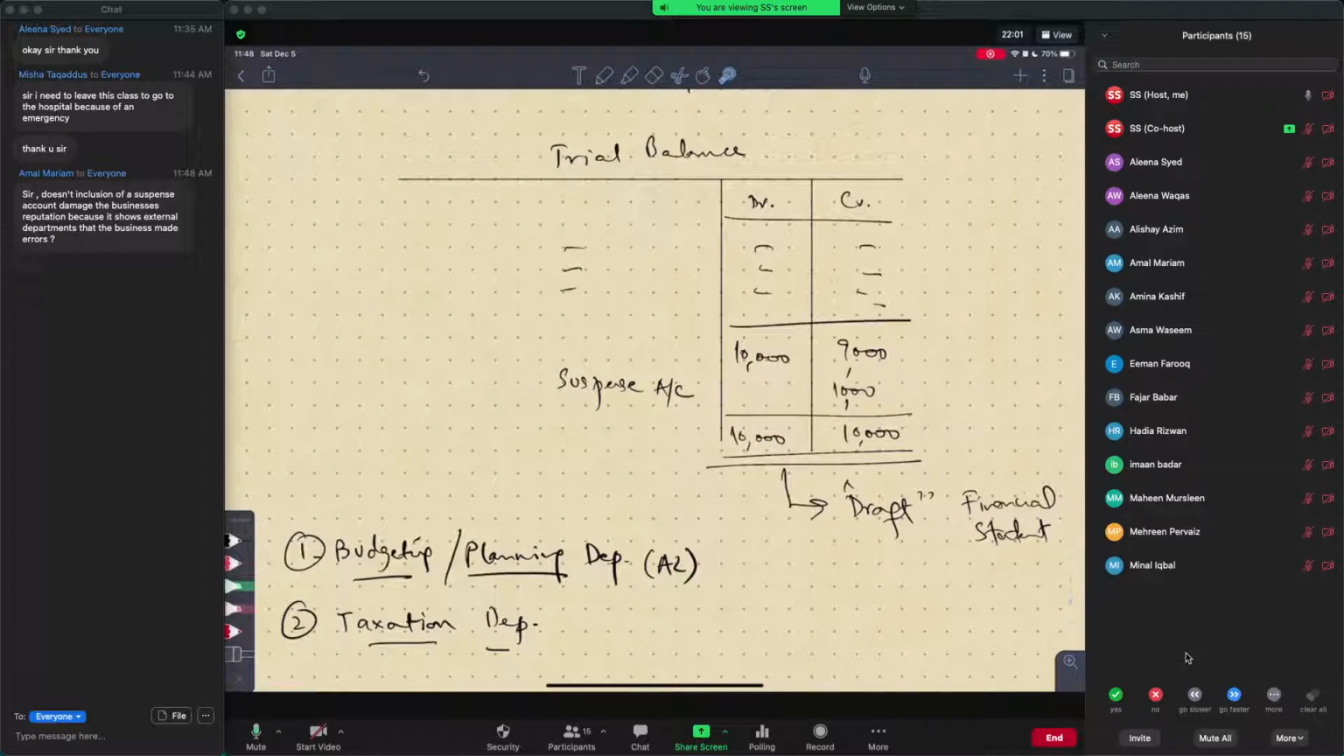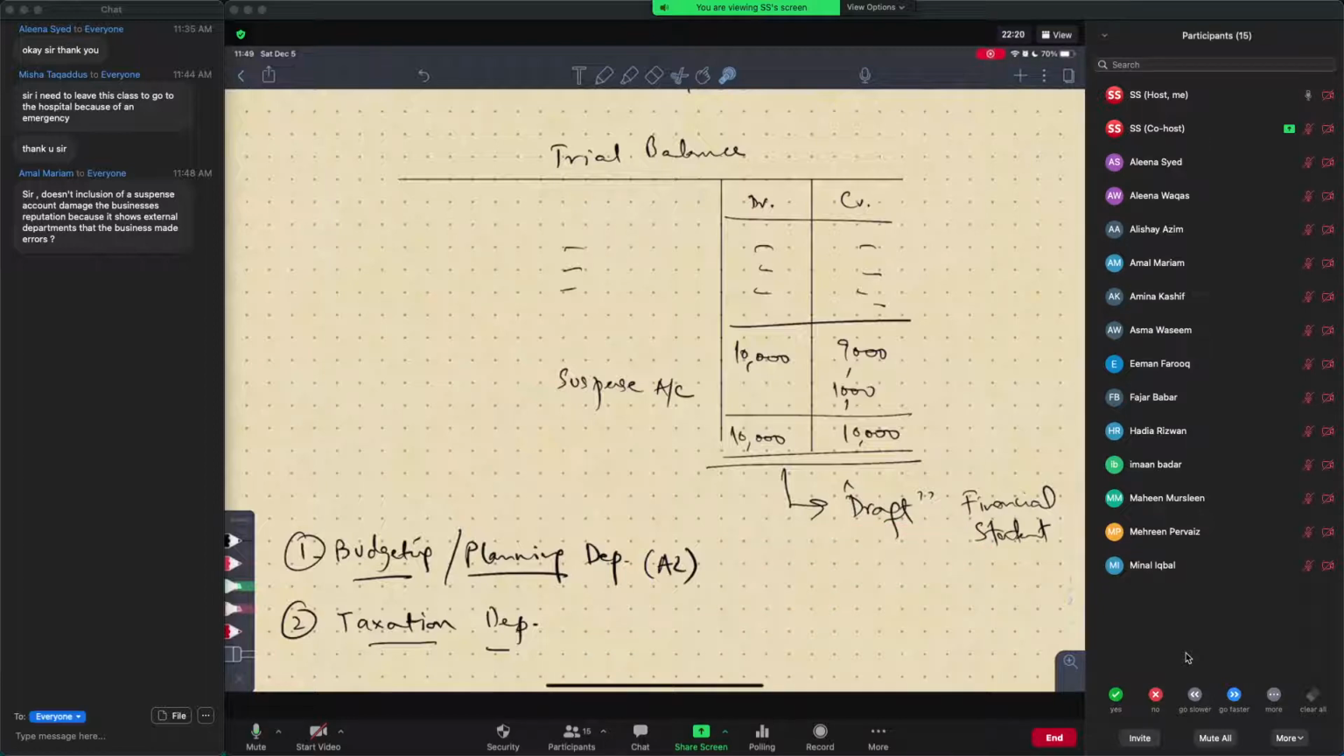Once the errors are determined, we find out what the errors are, we rectify these errors, we get rid of the suspense account, we make a proper trial balance and a proper financial statement, and then we are going to resend these financial statements back to the authorities.